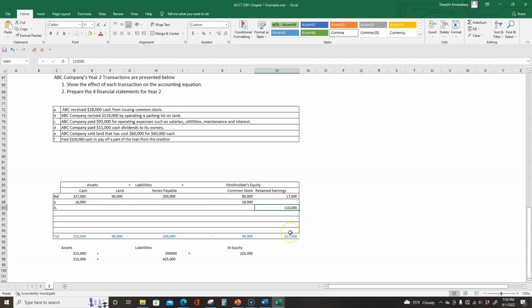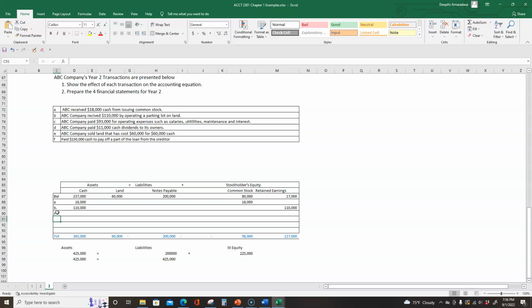But that's only one side of the accounting equation. What else happened? Well, if we earned revenue, we received cash. Therefore, my cash increased by $110,000. And that keeps the accounting equation in balance. Let's look at transaction C.